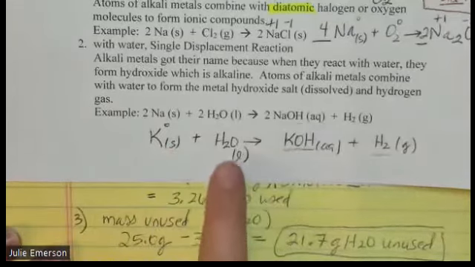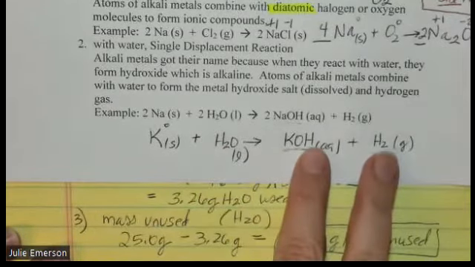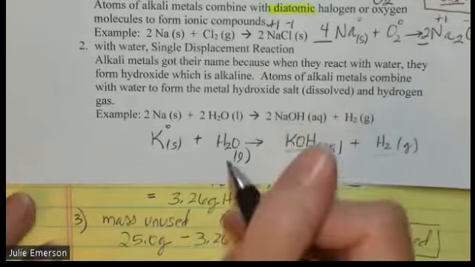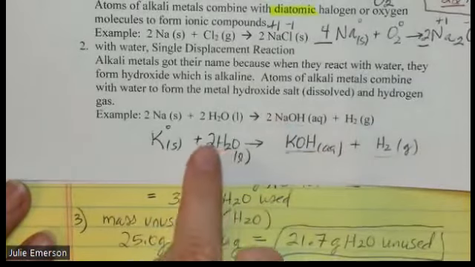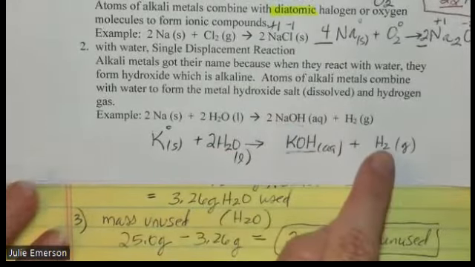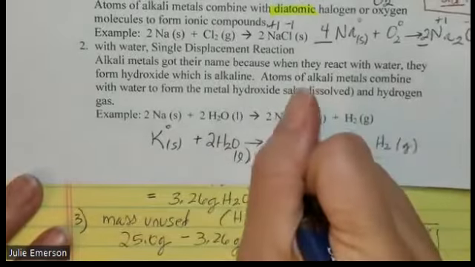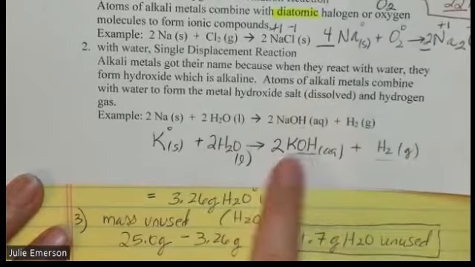Now, when I look at the hydrogen, I've got 2 on the reactant side, but 3 on the product side, which makes me think, well, that's not going to work, right? So if I put a 2 in front of water, now I've got 4 hydrogens and 2 oxygens. 2 of the hydrogens are in the H2. If I put a 2 in front of KOH, there's the 2 oxygens and the other 2 hydrogens.